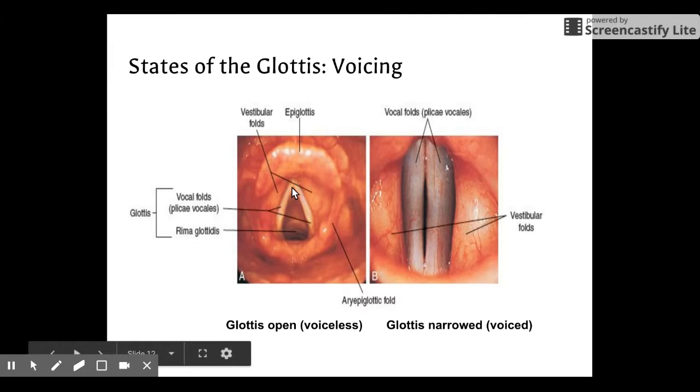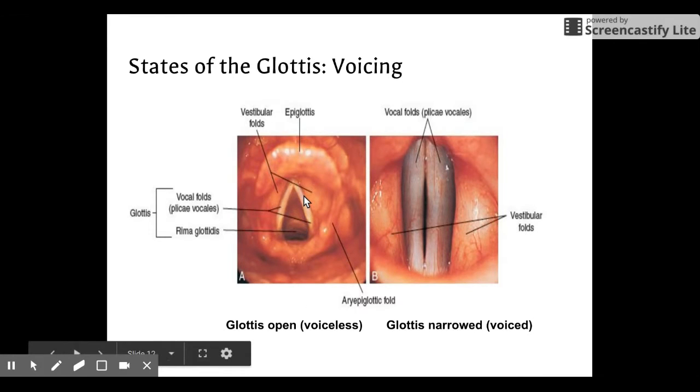So we have the vocal folds here again. The glottis is the whole thing, and the vocal folds are just these two parts. The glottis includes the vocal folds and the rima glottidis, I don't know how to say this word. It's the other stuff. But we need to pay attention to the glottis for now.